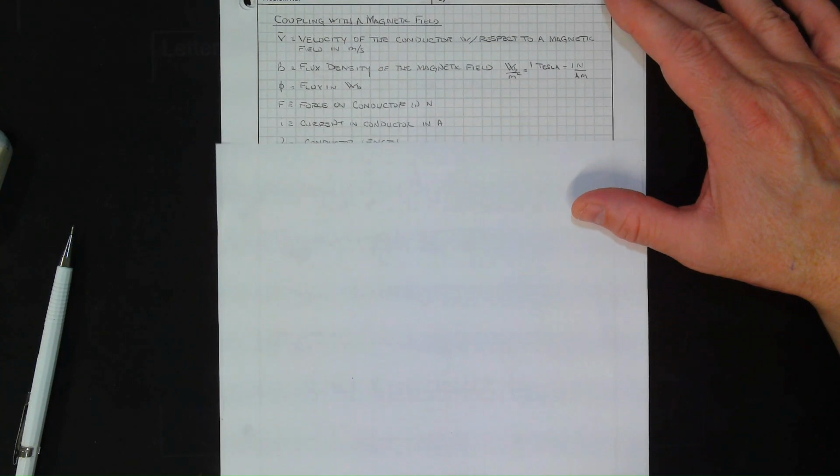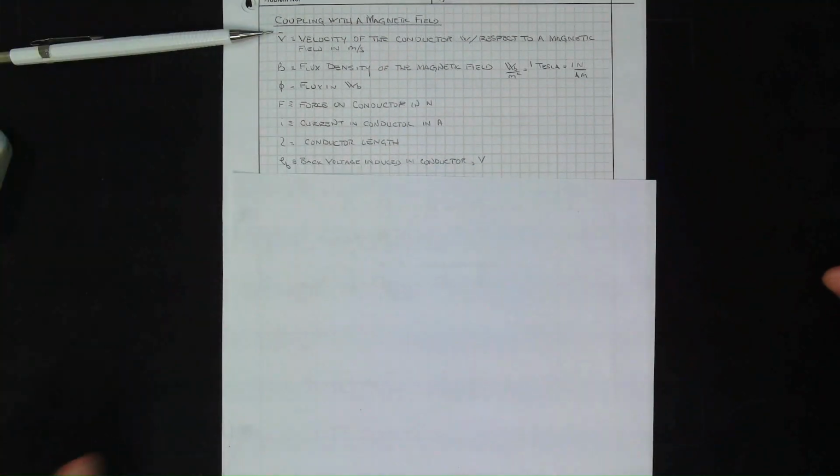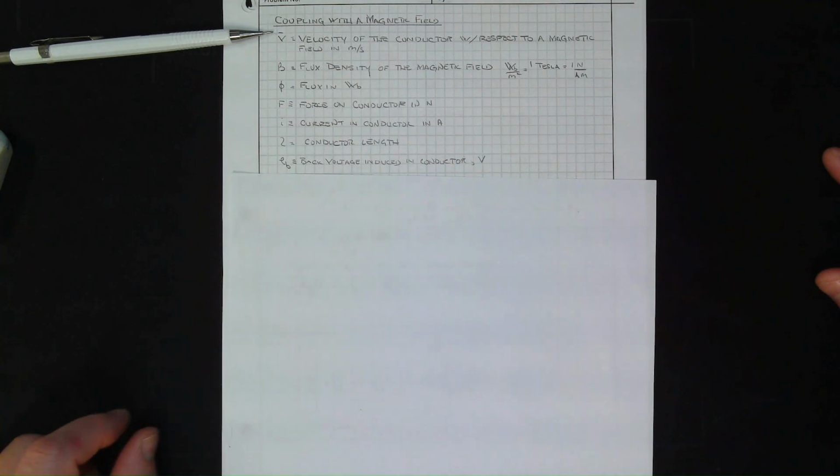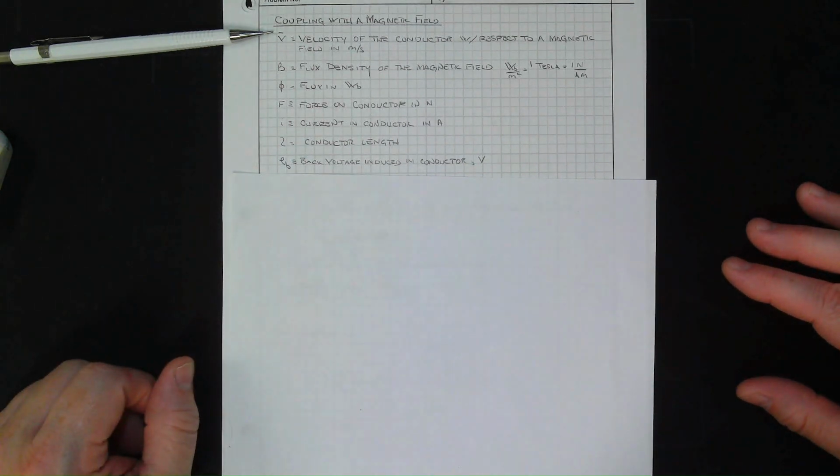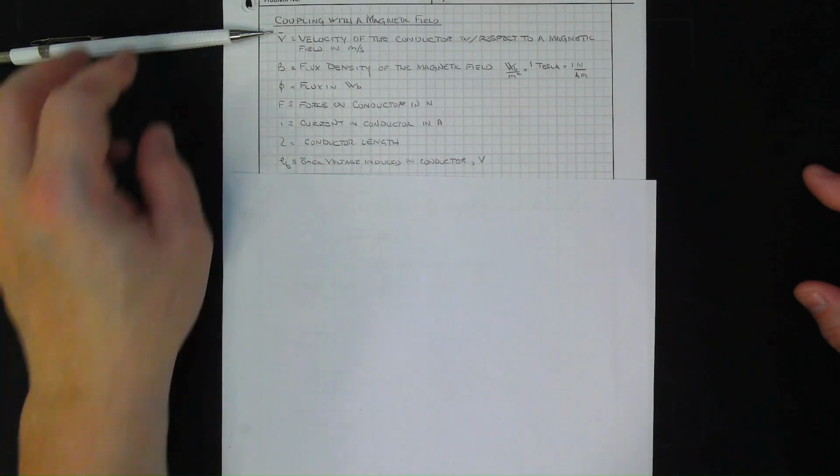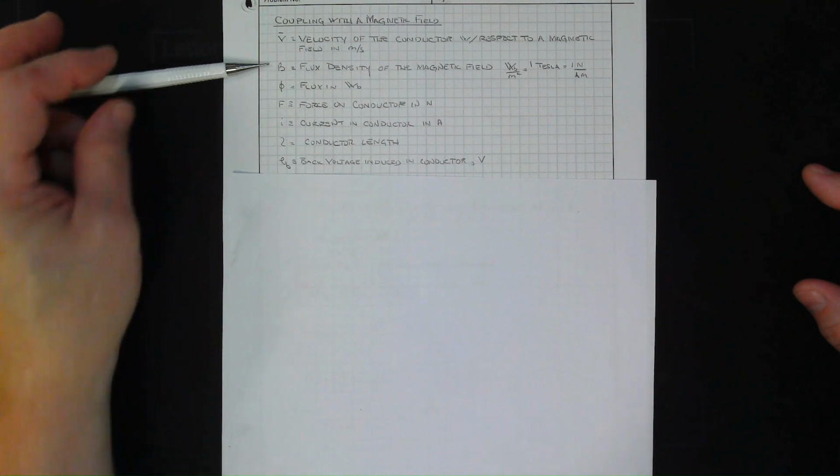So let's just introduce this here. Our variables, we'll just bring them all in. V is the velocity of the conductor with respect to a magnetic field. So picture you have the windings of a motor and it rotates. So the velocity relative to the magnetic field, we'll point out a little bit of stuff here in a moment.